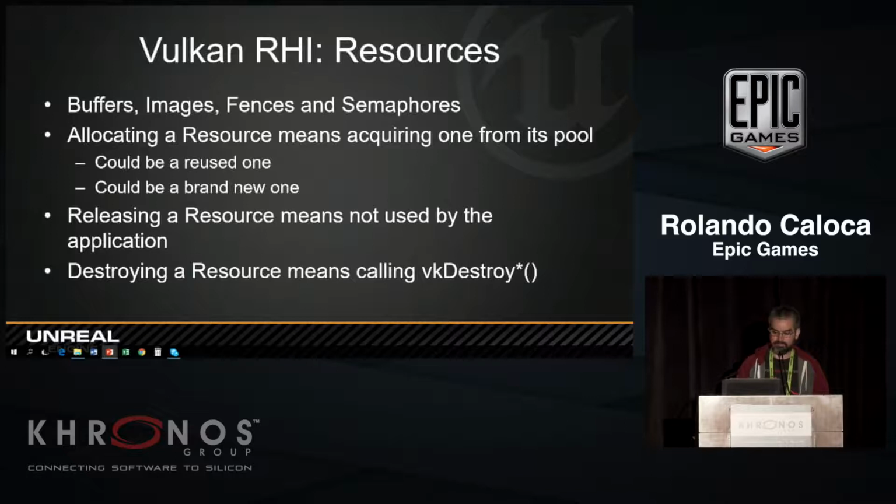Resources in Vulkan: we treat buffers, images, fences, and semaphores, and in general memory, using a resource paradigm. Allocating a resource means you acquire one from its pool. It could be a reused one, or a brand new one. When you release a resource, it means the application is done with it, so it's up to the RHI to do what it wants with it, either deleting it or handling it. As far as the renderer is concerned, it doesn't own it anymore. And finally, destroying a resource means actually physically calling vkDestroy on it.